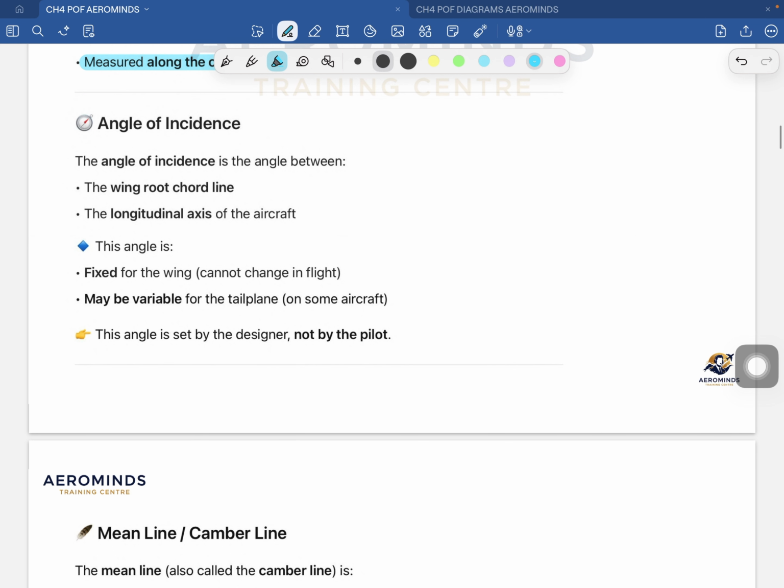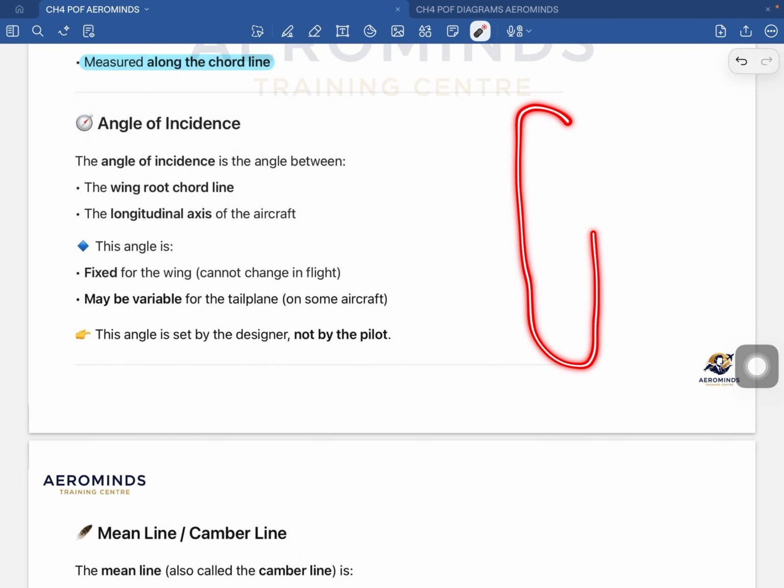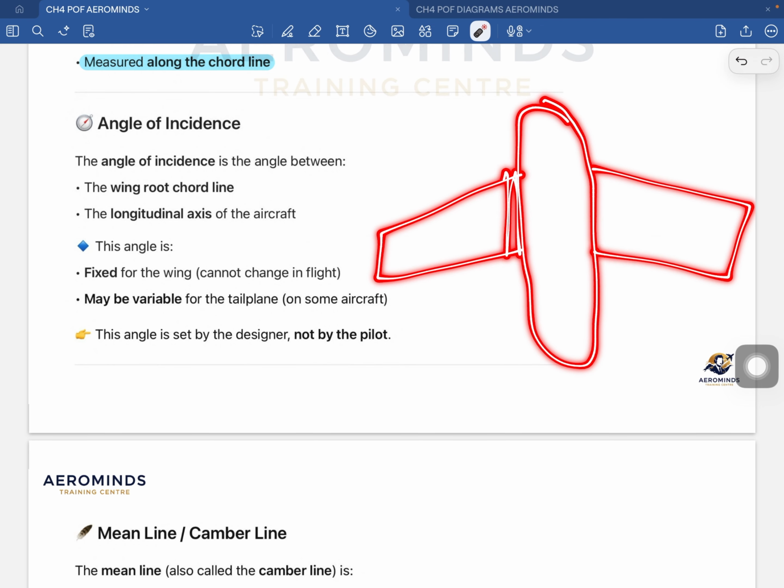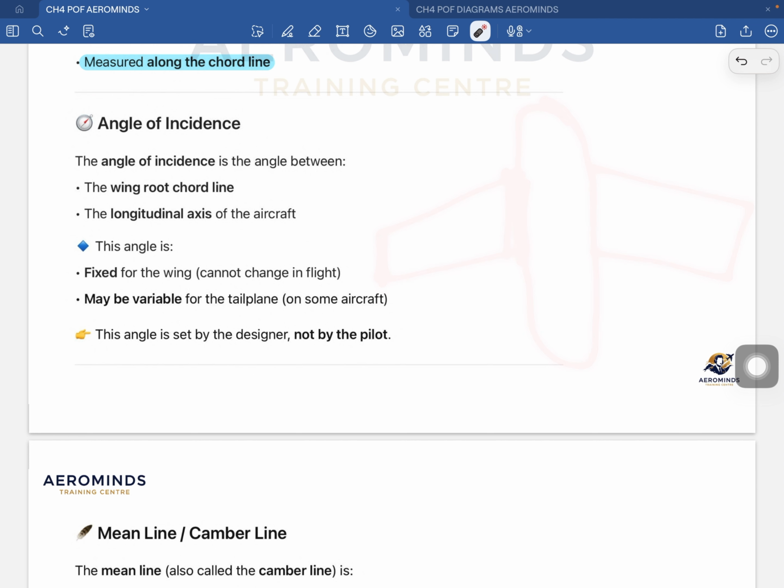Angle of incidence is the angle between two things. Remember that. The first is the wing root chord line, and wing root means the part of the wing which is attached to the fuselage. Suppose this is your aircraft fuselage. This is the wing. This is known as the wing root, and here is the wing chord. Here is the tip chord. Got it? So the first thing is the wing root chord, where we take the chord line at the wing root, and the second is the longitudinal axis of the aircraft.